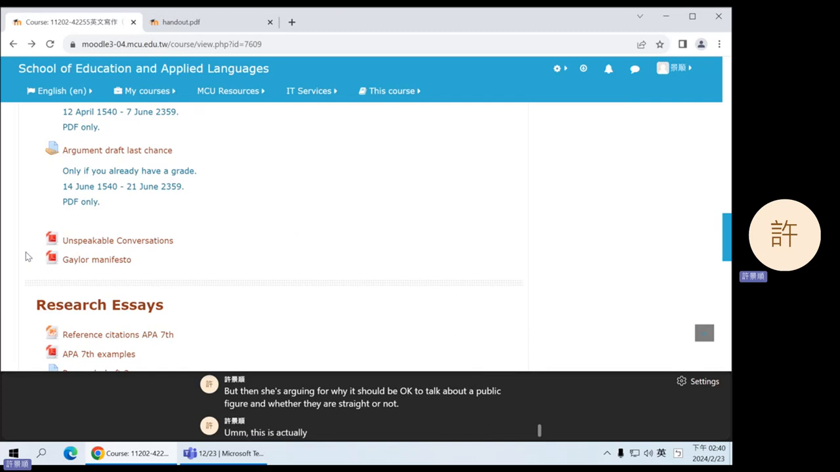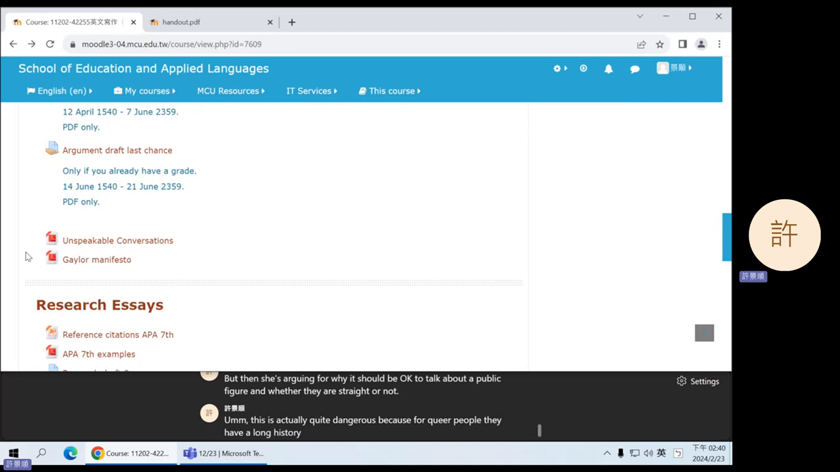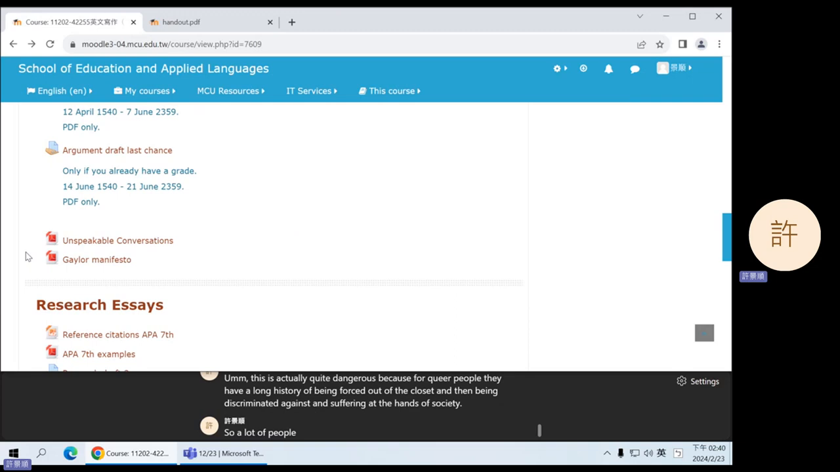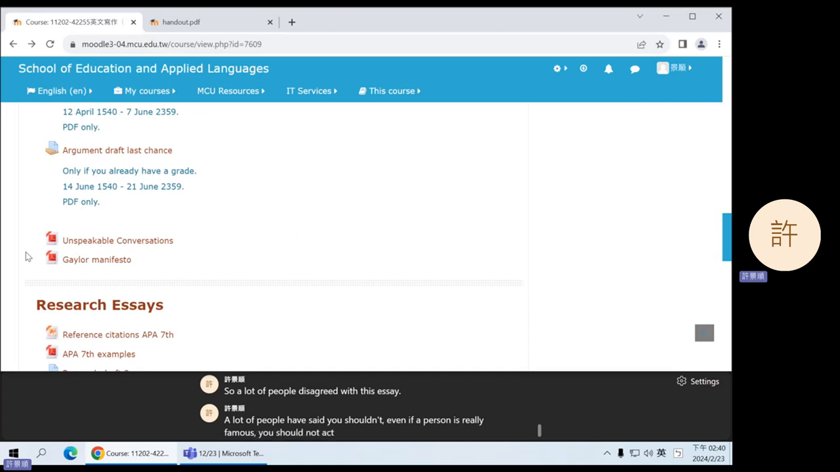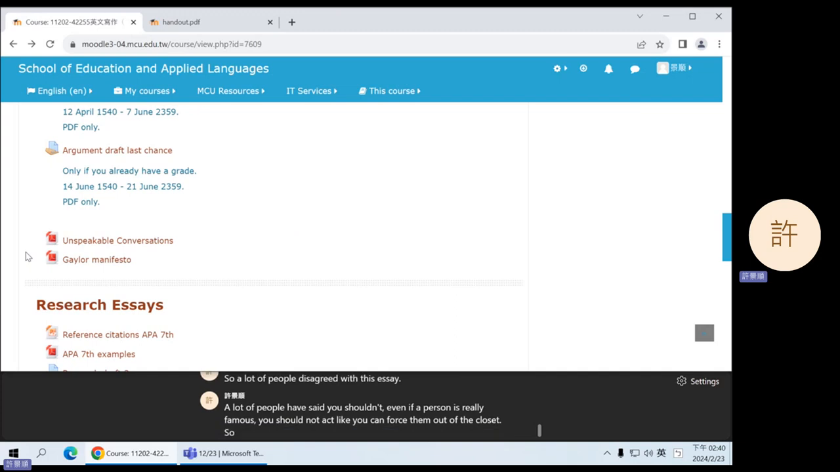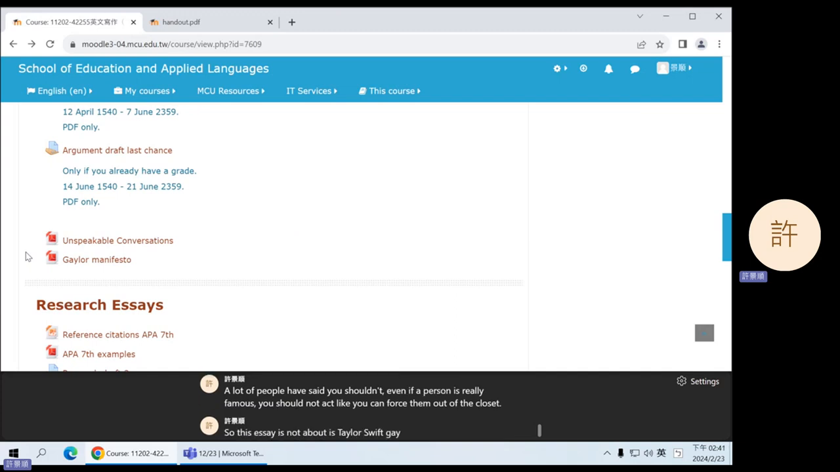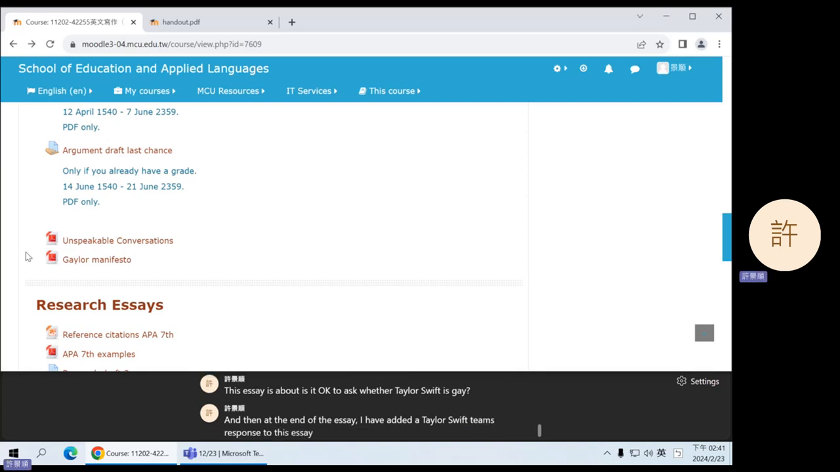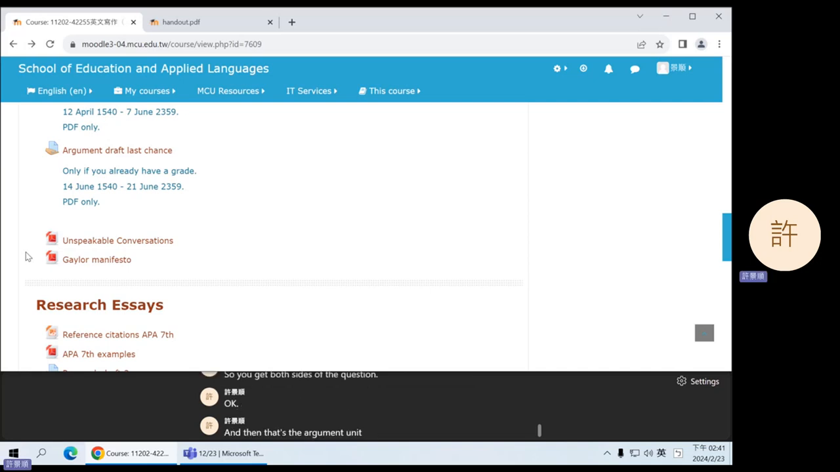This is actually quite dangerous because for queer people, they have a long history of being forced out of the closet and then being discriminated against and suffering at the hands of society. So a lot of people disagreed with this essay. A lot of people said even if a person is really famous, you should not act like you can force them out of the closet. So this essay is not about, is Taylor Swift gay? This essay is about, is it okay to ask whether Taylor Swift is gay? And then at the end of the essay, I have added Taylor Swift's team's response to this essay. So you get both sides of the question. Okay, and then that's the argument unit. I'll talk about the research essays after the break.